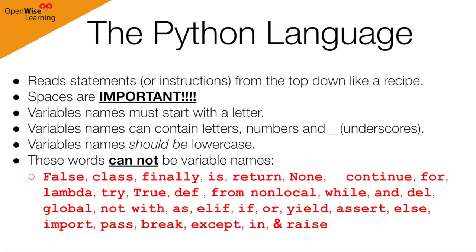First, Python reads statements or instructions from the top down like a recipe. Spaces are very important. Variable names must start with a letter. Variable names can contain letters, numbers, and underscores. Variable names should be lowercase. These words cannot be variable names; these are keywords or reserved words. And we discussed some of this in the first video.